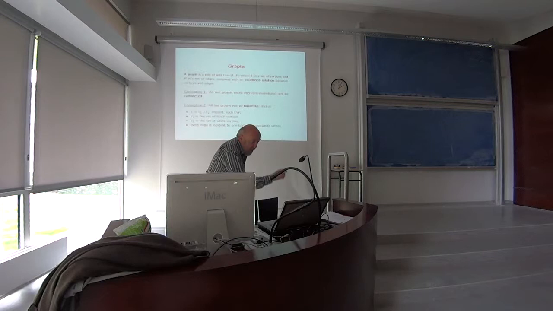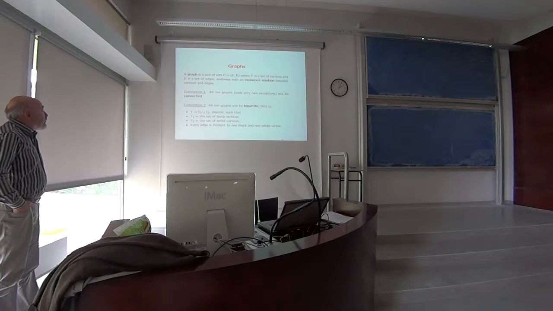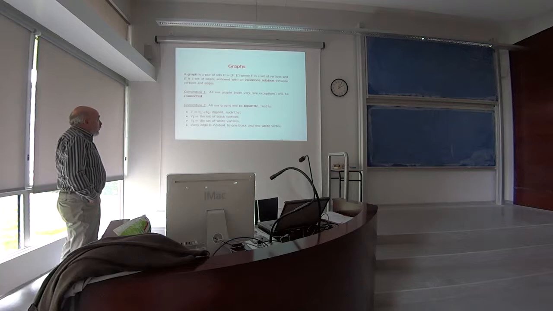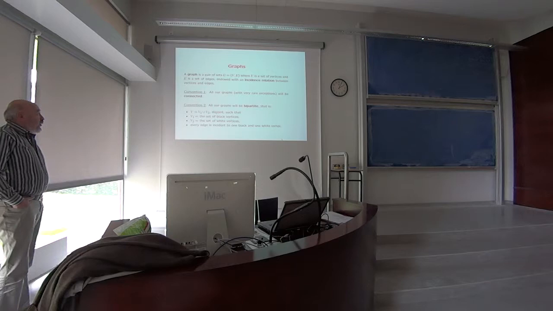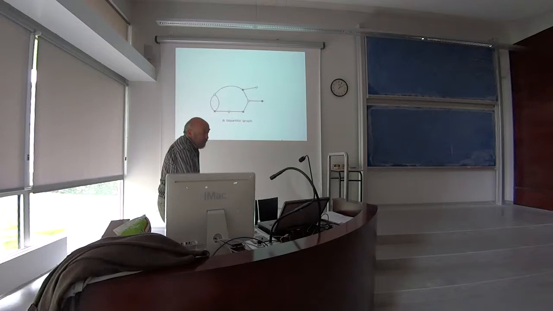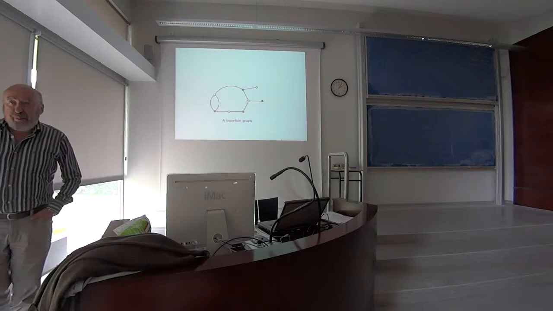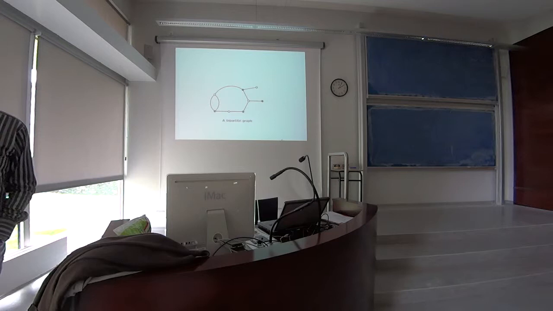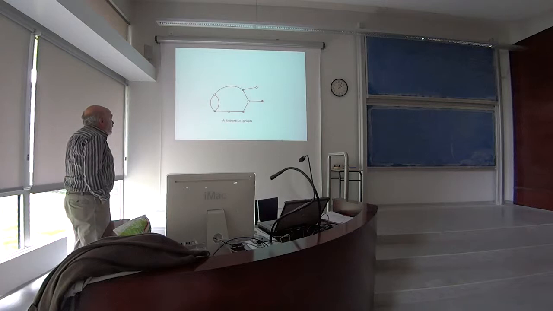So let's start with graphs. A graph is a set of vertices and edges. And the first convention: all our graphs will be connected and bipartite. What does it mean, bipartite? It means that the vertices are colored black and white, and an edge may connect only black with white. Practically without exceptions, maybe without exceptions at all, graphs will be like that.